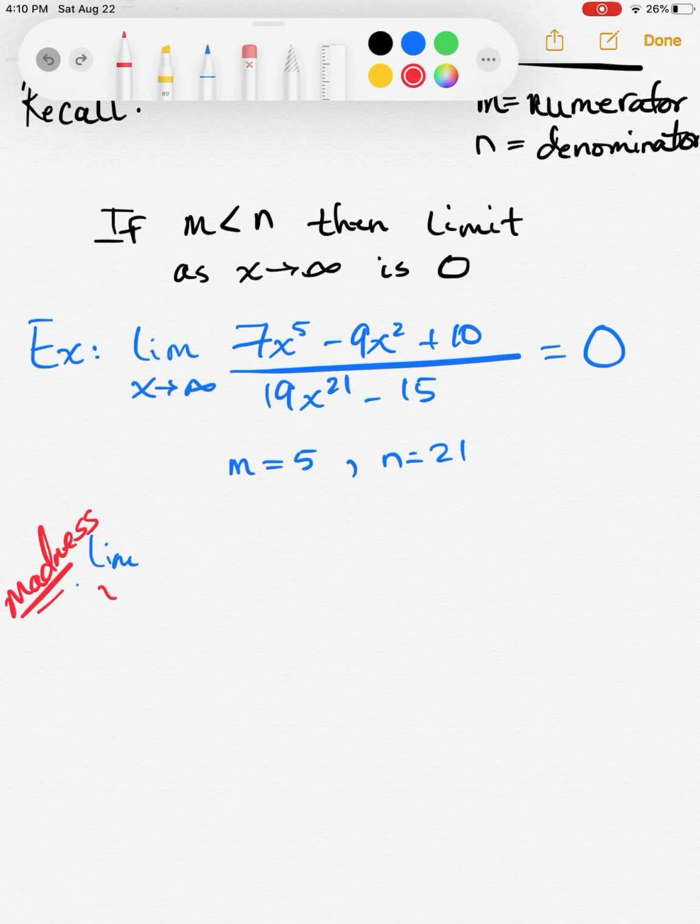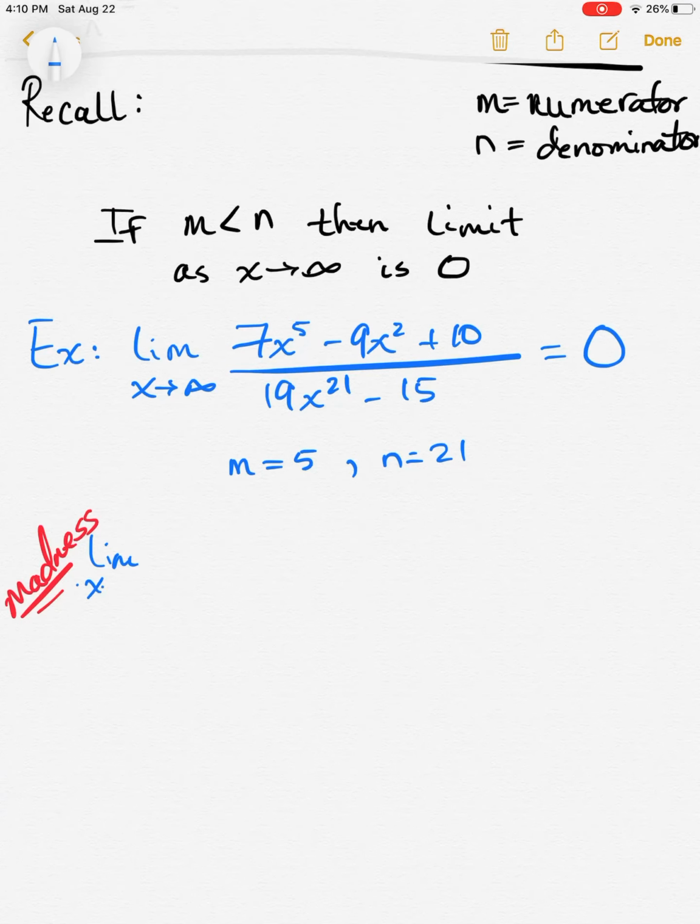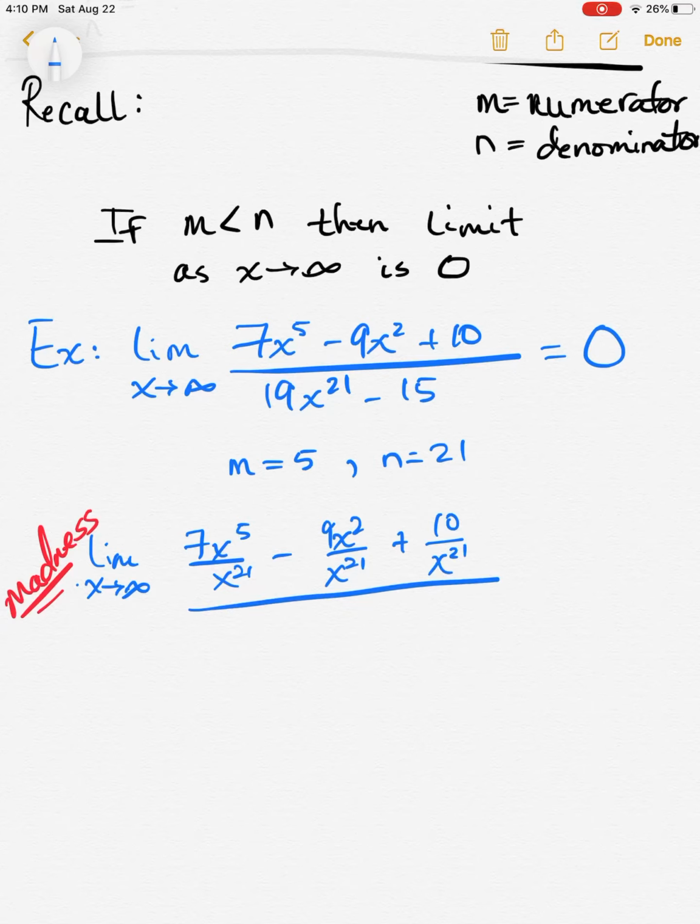So it's x, that should be blue. As x goes to infinity, and this is what the textbook would say. Take this term, the variable with the highest power is x to the 21. So we'll have this over x to the 21. And the same thing for every last term. Not just the numerator. Every last one of them.